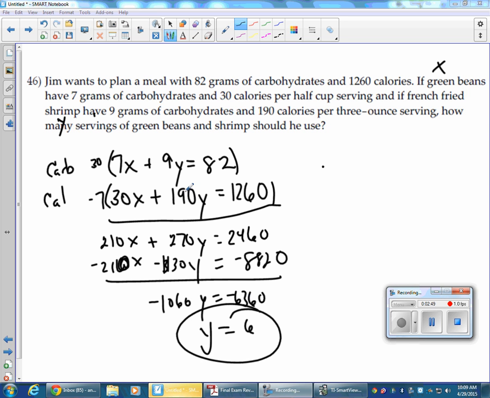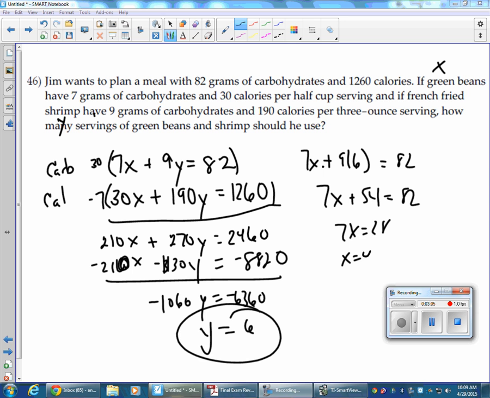And I'm going to plug into either of these equations, but the top one might be the easiest. I know that y is 6. I'm trying to find x, so I get 7x plus 54 equals 82. So subtract 54, you get 7x equals 28. So x equals 4. My answer is 4 servings of green beans and 6 servings of the French fried shrimp.